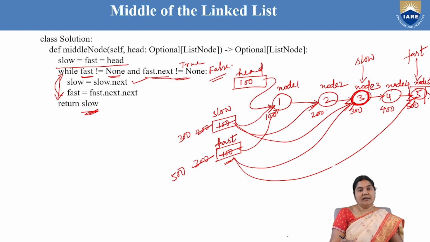So you can try another test case with 6 nodes and you will find that when fast reaches the last node, slow will be exactly at the second middle node. Okay, so this is the answer of this middle of the linked list question using the slow and fast pointer approach. Hope everybody has understood. Now let us move on to the next question using the slow and fast pointer approach.